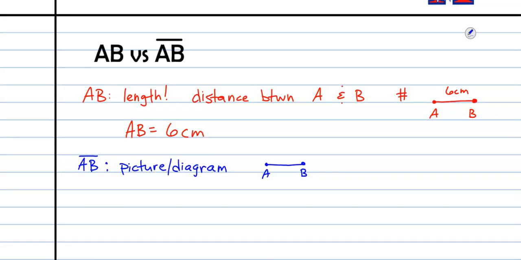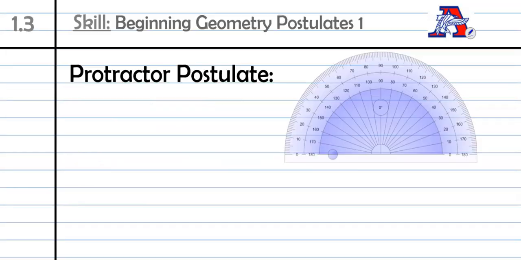No bar on top, you're answering with a number. Bar on top, you're actually answering with a picture, okay? Protractor postulate. Now do your best to sketch this in your notebook. You don't have to put on every single angle measurement, but draw yourself a little protractor there, a little semicircle. And we are just going to define what the protractor postulate is. It basically says that a protractor works.